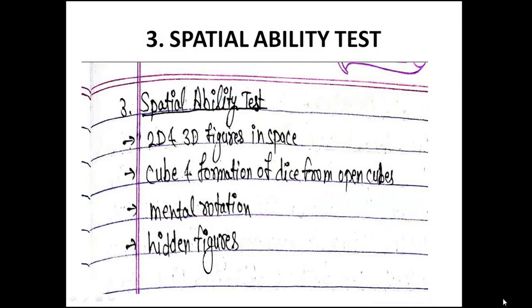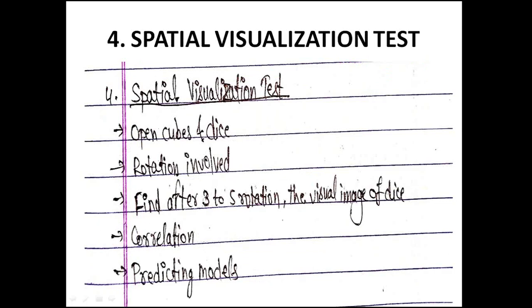Now the third test in this written test or cognitive ability test includes your spatial ability test, which includes 2D and 3D figures in space, cube and formation of dice from open cubes, mental rotation and hidden figures. Fourth one is the spatial visualization test, which includes open cubes and dice, rotation involved, find after 3 to 5 rotations what will be the visual image of the dice, correlation between figures, predicting models.